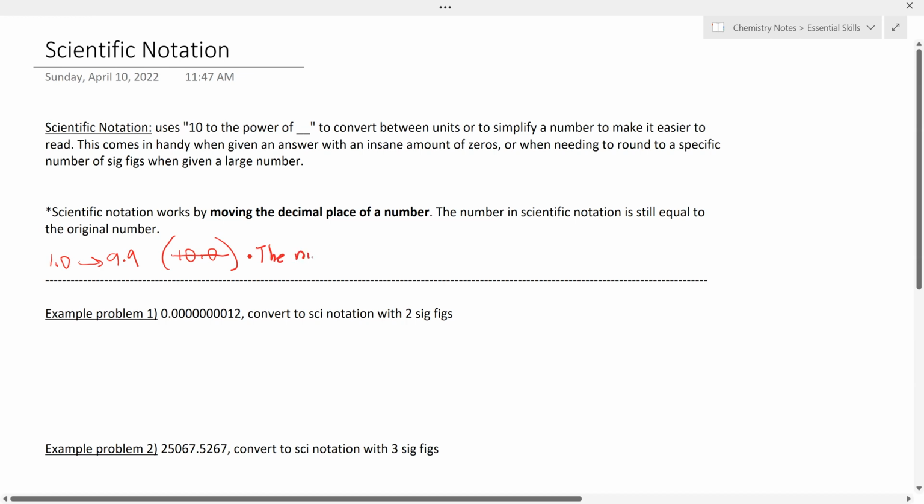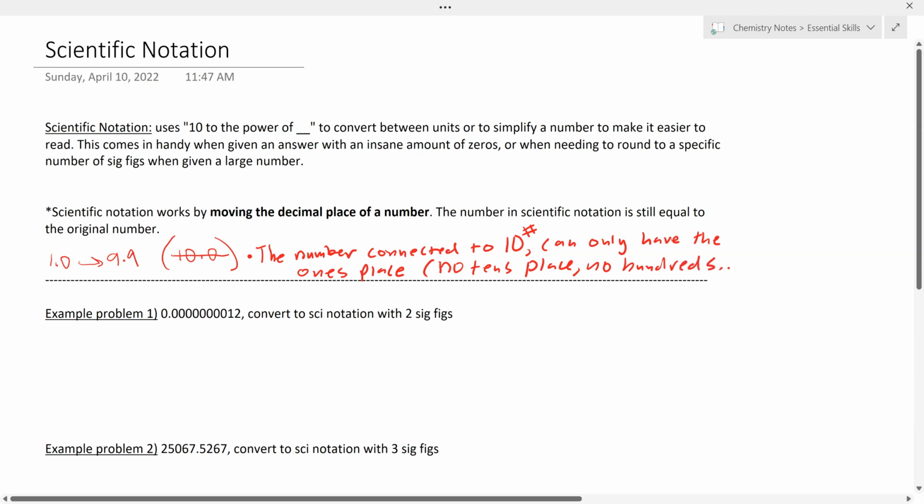The number connected to 10 to the power of a number can only have the ones place. I'm going to add no tens place, no hundreds. And the dot shows that it keeps going. Yeah, so that gets the basic point across.